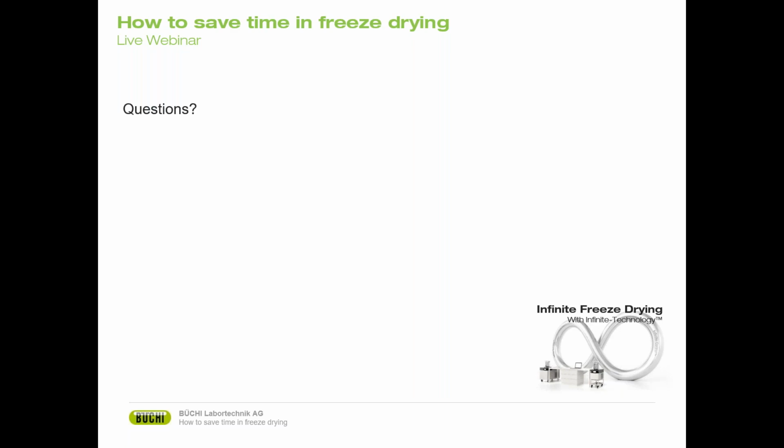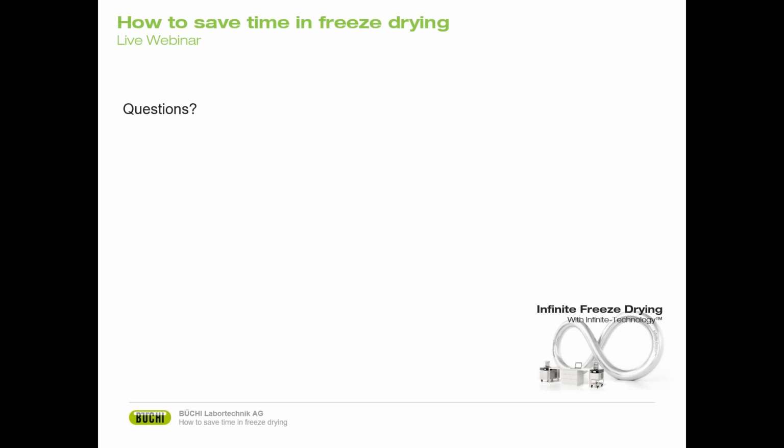And then one last question for Ulrike. Is it better to employ a fast or slow freezing step to achieve small volumes and a powder-like product at the end?